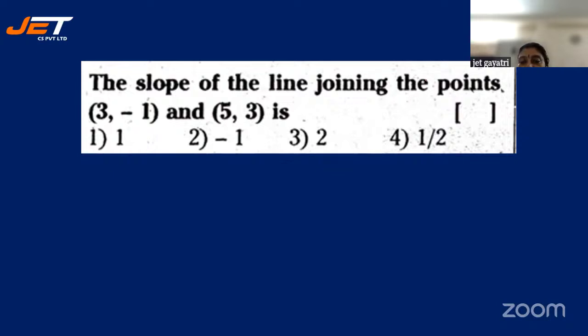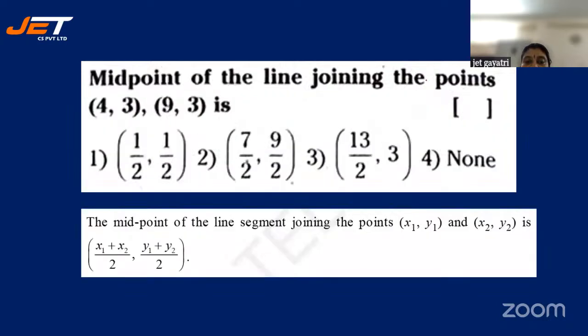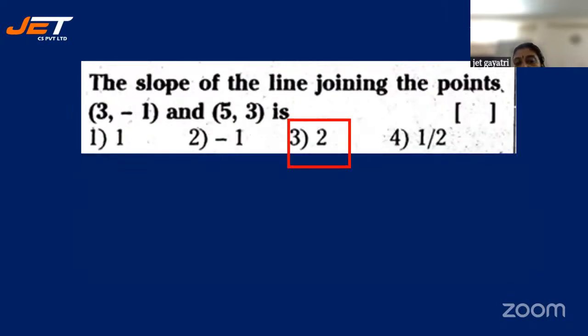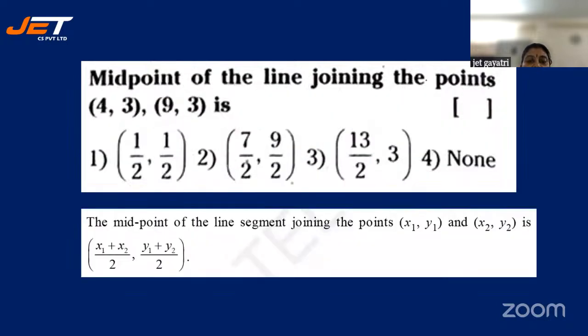The slope of the line joining the points 3 comma minus 1 and 5 comma 3 is dash, right? So you should use the slope formula and then you should get the answer. y2 minus y1 by x2 minus x1. Correct? Okay. Let's see how many of you are giving. It's option 3. The answer is 2. Okay. With this, we are moving on to the next question.